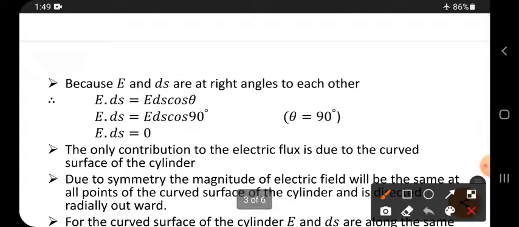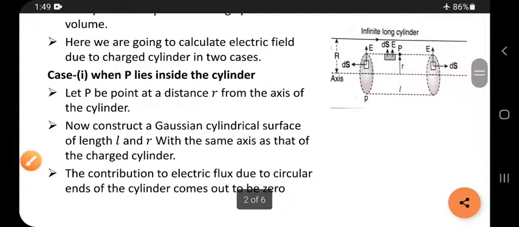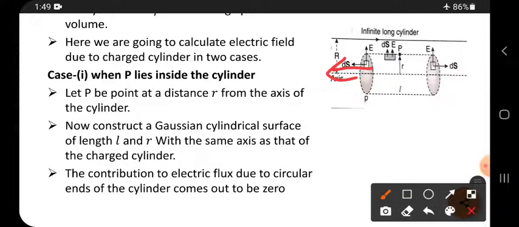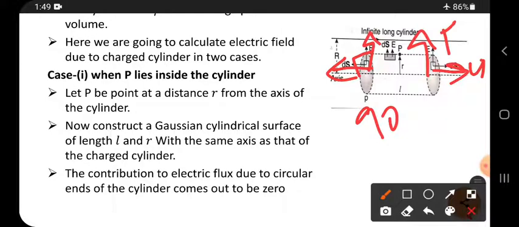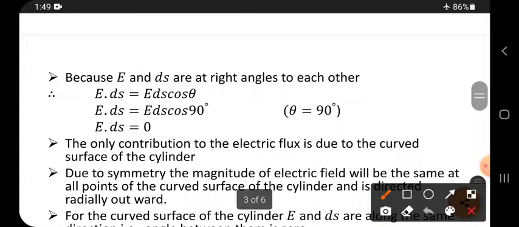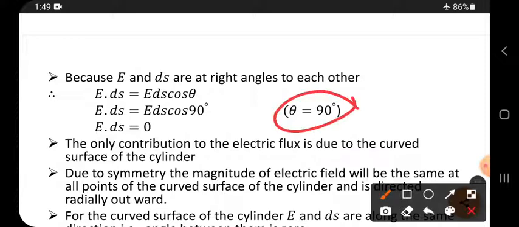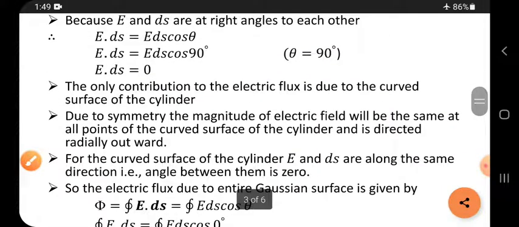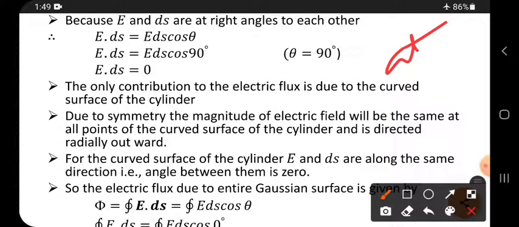And here the proof is given. Because E and ds are at right angles to each other. See the figure once again. Here ds is this side, E is this side, and the angle between them is 90 degrees. On this side also, it is ds and E, and the angle is 90 degrees. So the dot product between E and ds is E ds cos theta, and with theta equal to 90, cos 90 is 0. So no flux is present at the end surfaces.